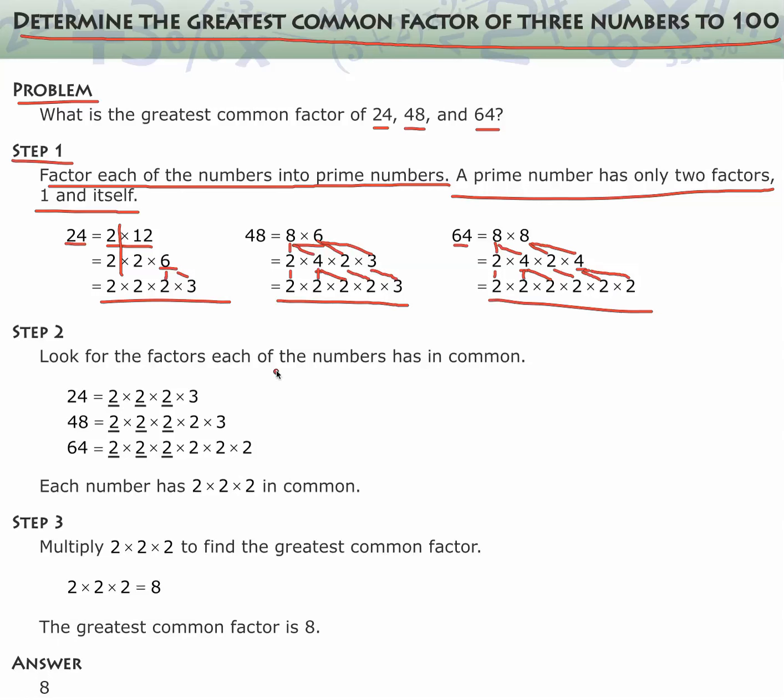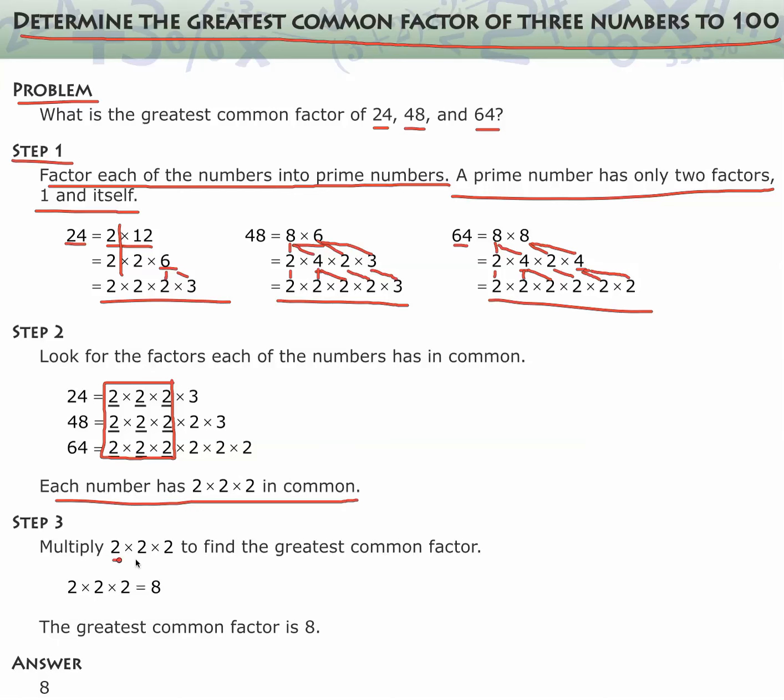Okay, so look for the factors each of the numbers has in common. So 24 has 2 times 2 times 2. 48 has 2 times 2 times 2. 64 has 2 times 2 times 2. These are all the same. There's 3 twos: 2 times 2 times 2. Each number has 2 times 2 times 2 in common.